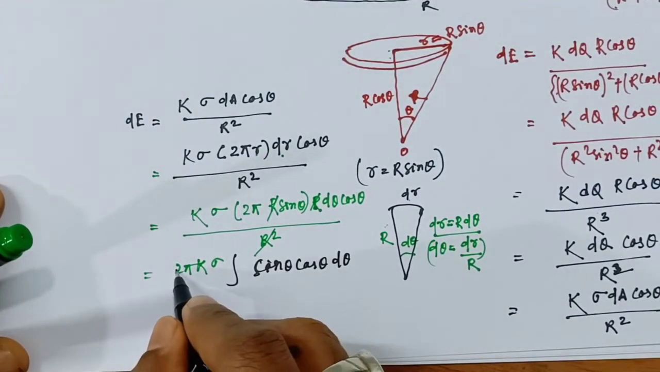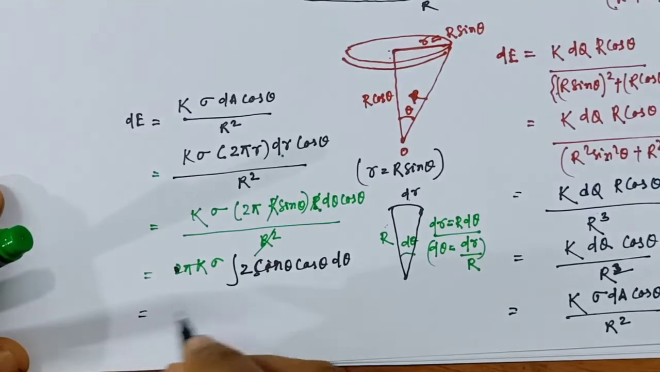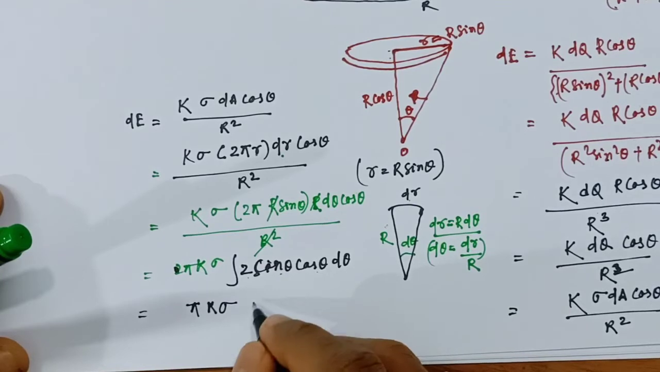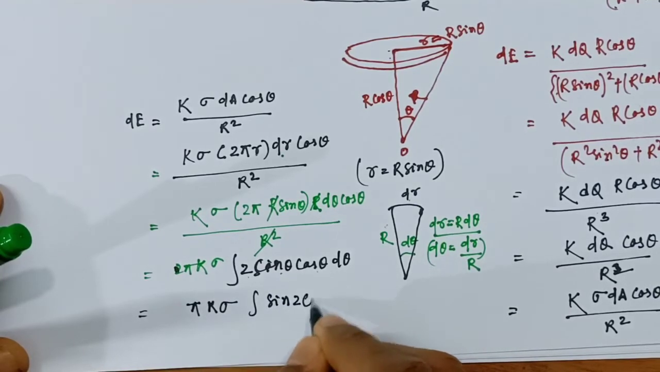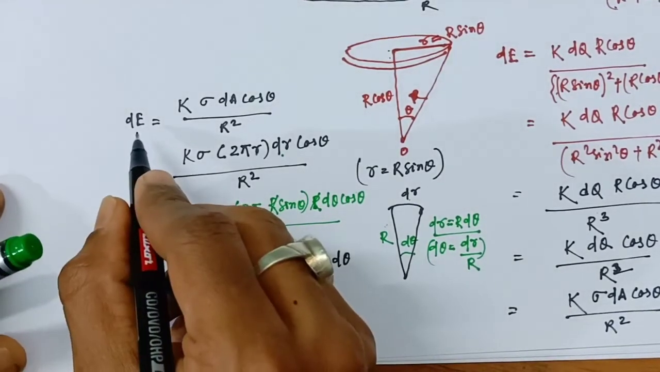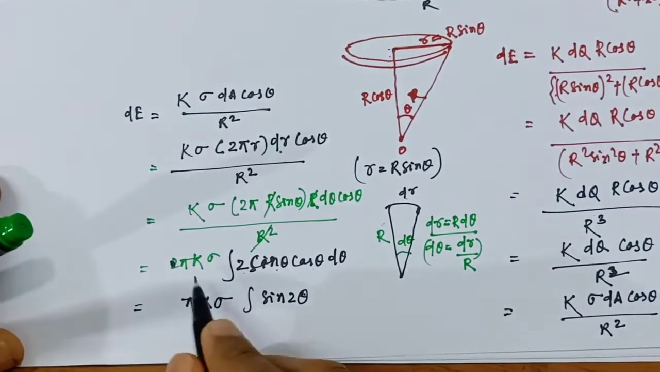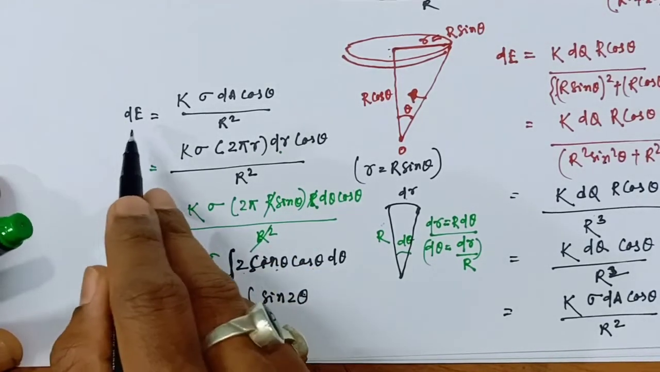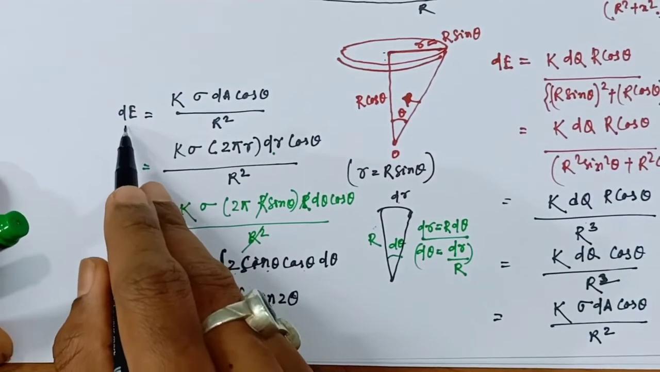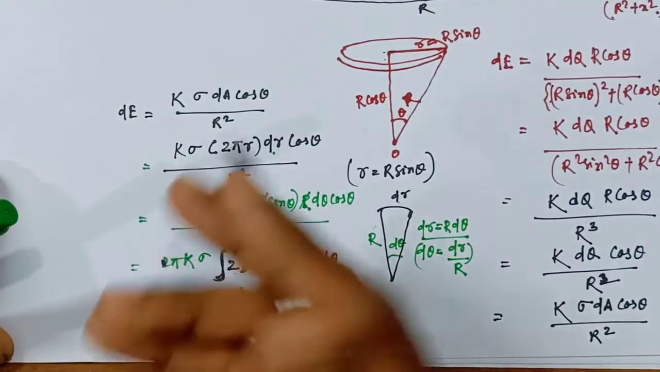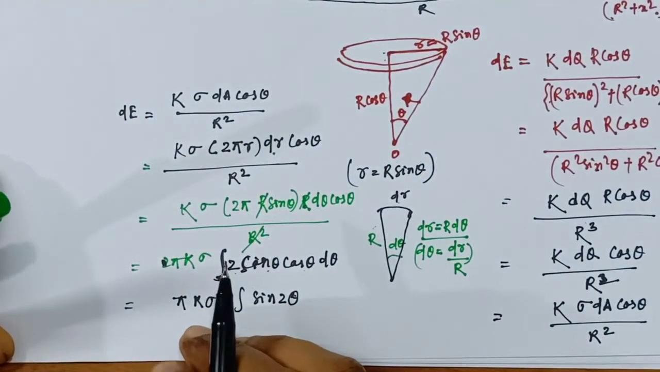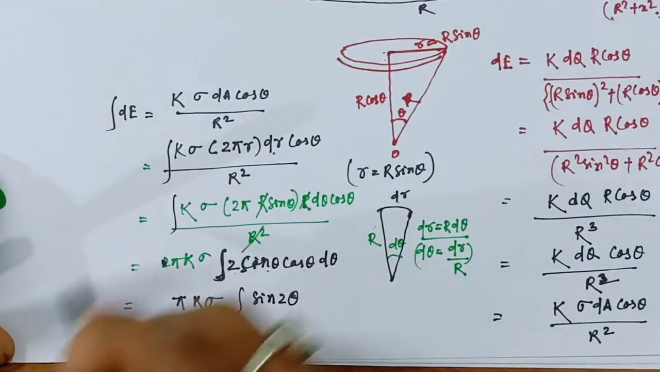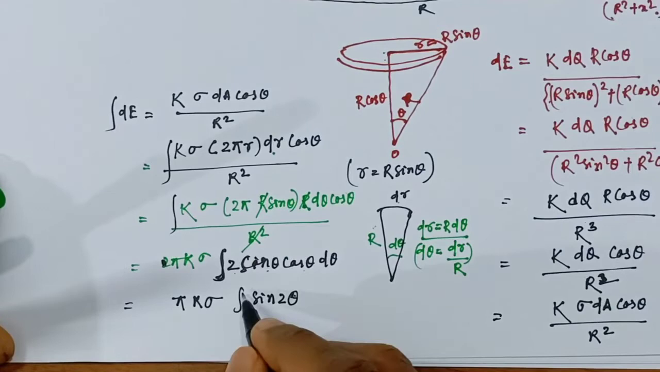I can introduce 2 inside. So what is the expression coming? Pi k sigma, 2 sin theta cos theta can be written as sin 2 theta. This is the expression of electric field. If I go for integration, I already put this integration sign here. If we are writing the expression for a small element, we write like this, but for the net electric field, one can think about the total integration. So I must introduce the integration as I already put here.